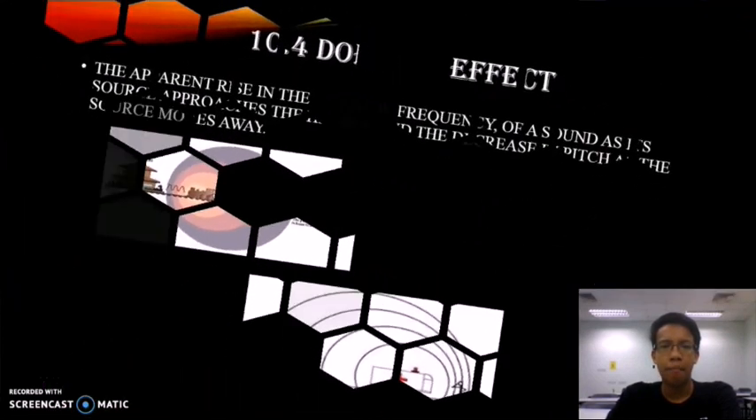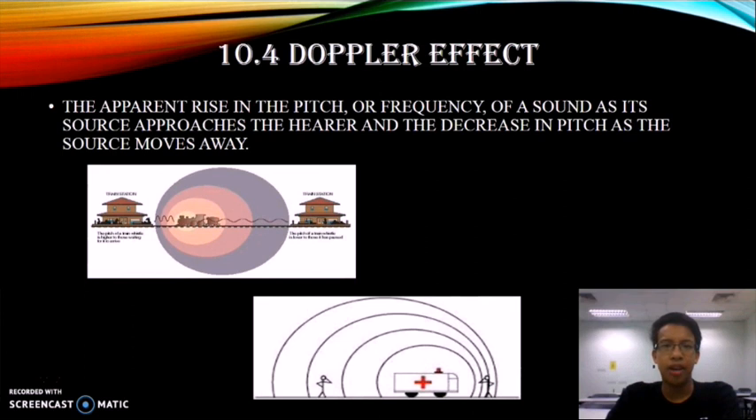Next, the Doppler effect. The apparent rise in the pitch or frequency of a sound as its source approaches the hearer, and the decrease in pitch as the source moves away. Example for the Doppler effect.